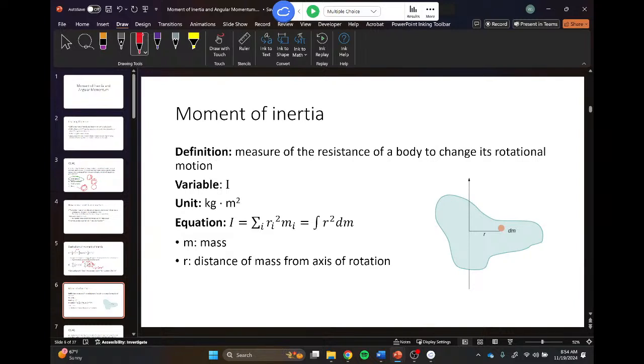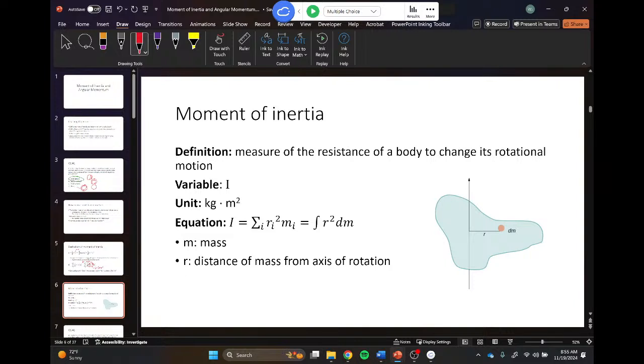Now the good news for you all, we're not going to spend too much time on this integration. I'll do one example of it, but otherwise I'm just going to give you the moment of inertia for various objects, sphere, cylinder, and so on. There's a big slide with a bunch of them. If you need it, I'll give it to you. So it's like mass, but for rotation.